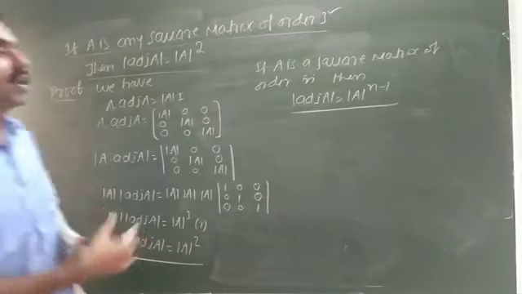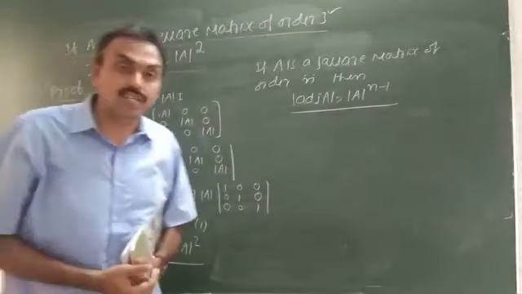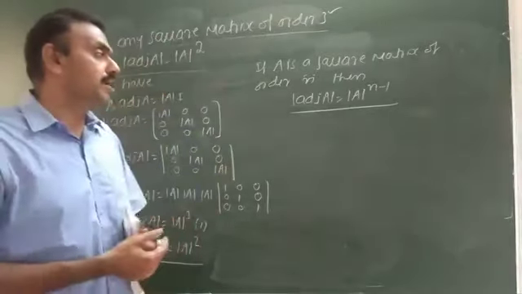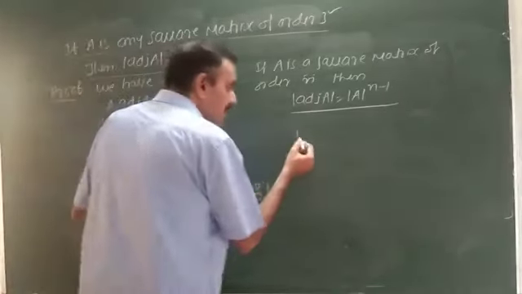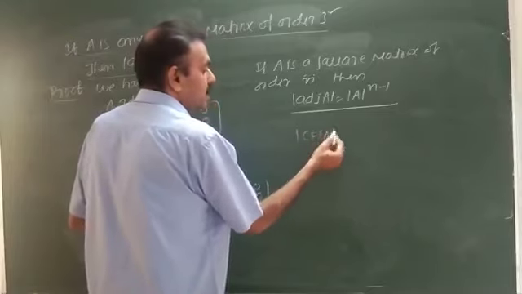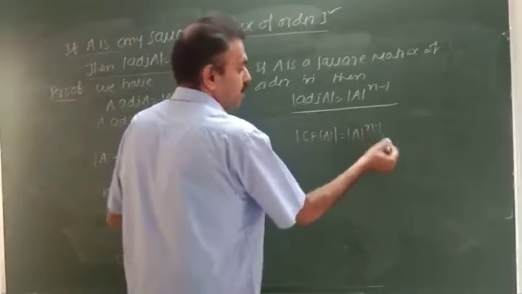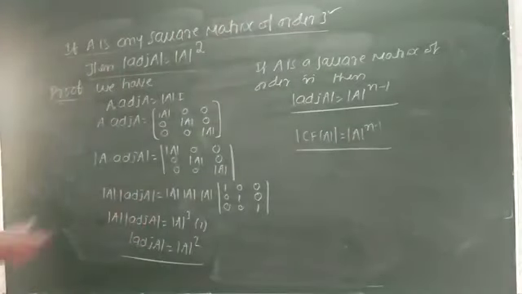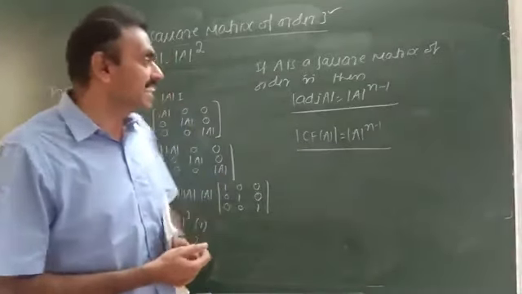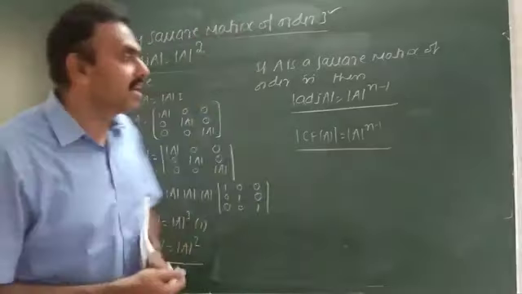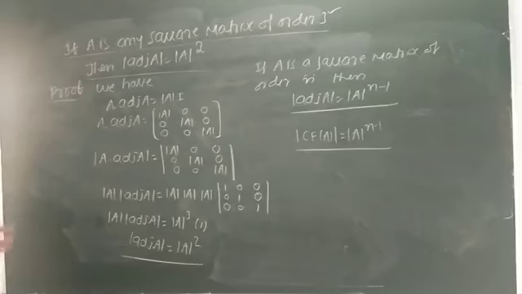So this formula is used to find out the determinant of adjoint without finding the adjoint. That's important. Even the determinant of the matrix of cofactors is also determinant A power n minus 1. You have to remember this. So both are important. If A is any square matrix of order n, then determinant of adjoint A is always equal to determinant A power n minus 1. I think you have understood this important property.